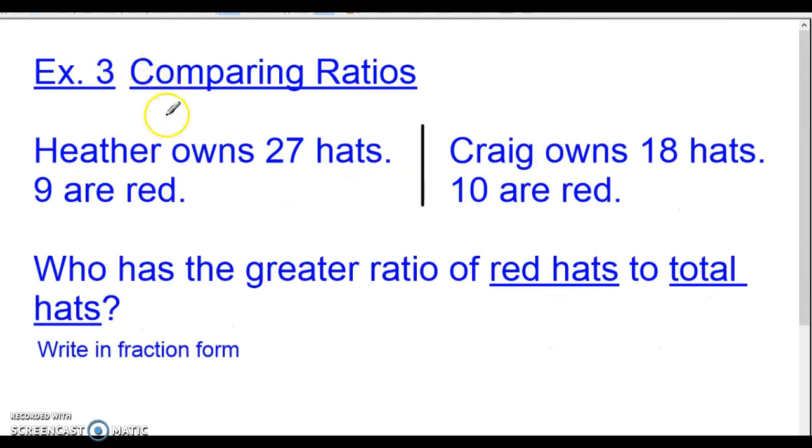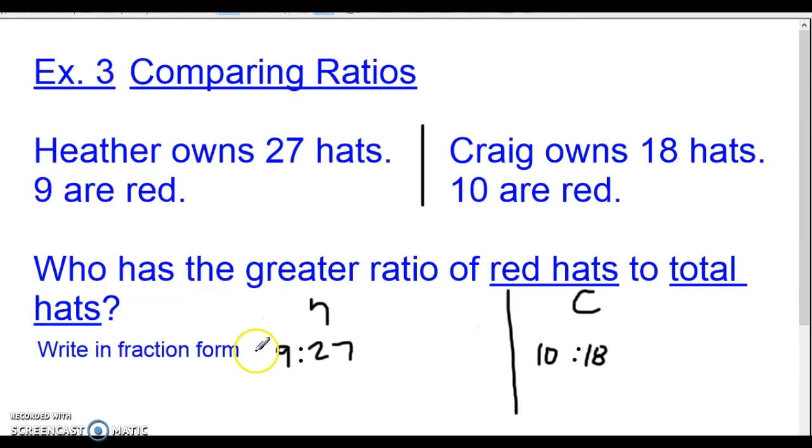Okay, comparing ratios. Heather owns 27 hats, 9 are red. Greg owns 18 hats, 10 are red. Who has a greater ratio of red hats to total hats? First I need to pay attention to what they're asking me. So red hats, I'm going to do Heather's on this side, and then I'm going to do Greg's on this side. So Heather owns 9 red hats and 27 total hats. And Greg owns 10 red hats and 18 altogether. So these are the two ratios, but next I need to simplify them.